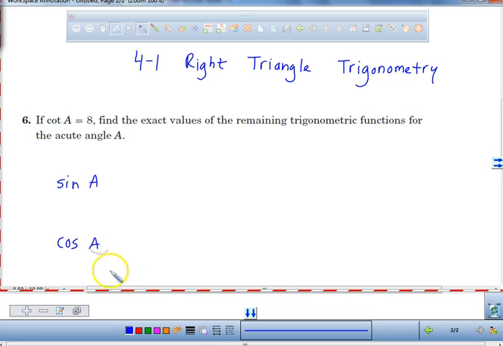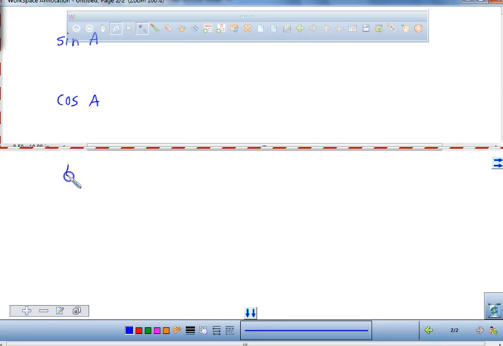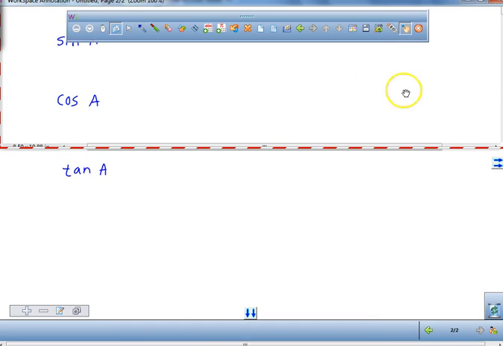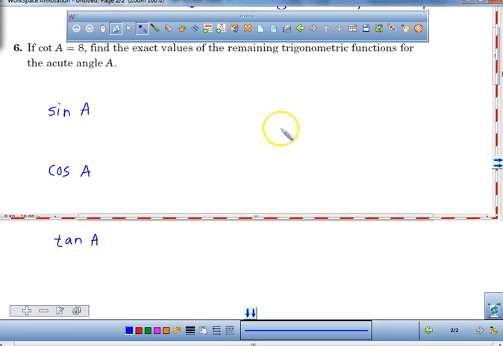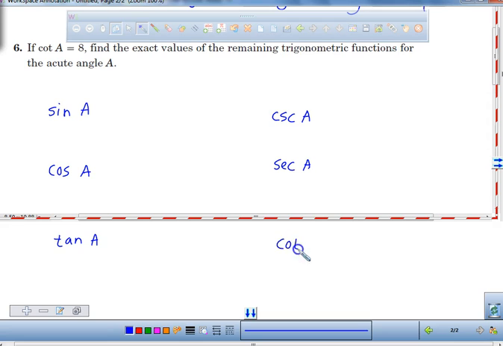cosine of A, and I'm going to write tangent of A. Over here, I'm going to write the cosecant of A, the secant of A, and the cotangent of A.